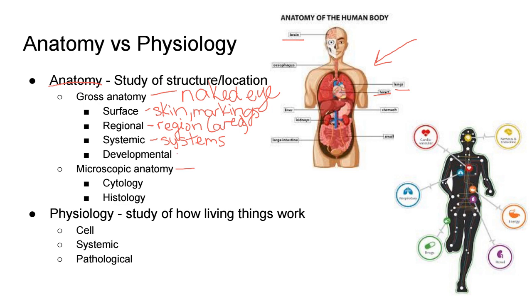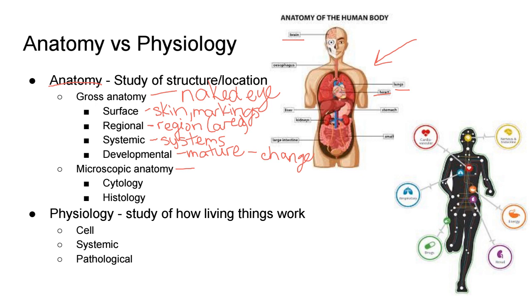Developmental anatomy is going to be what you see as people develop. So as we mature, as we grow, as we change, as we go from embryo to fetus, to newborn, to toddler, adolescent, teenager, adult. That's our developmental anatomy. So again, as things change over time, we're looking at that development here.